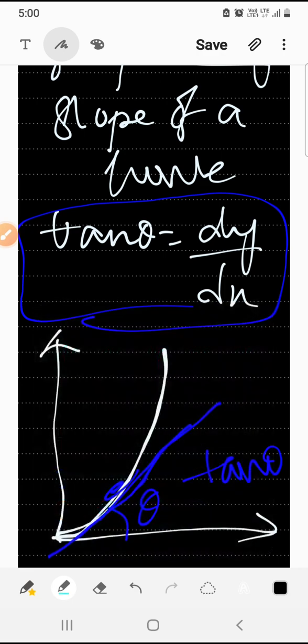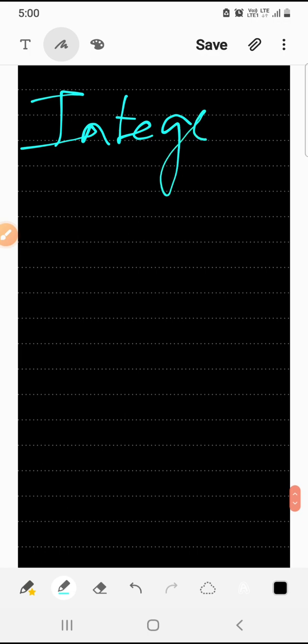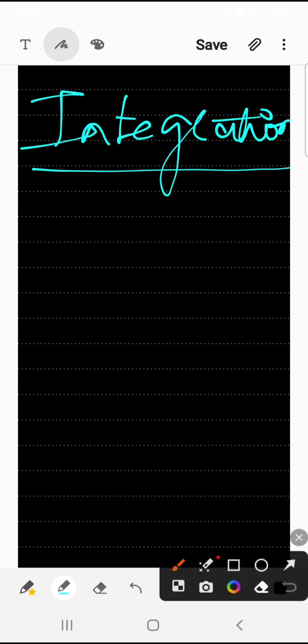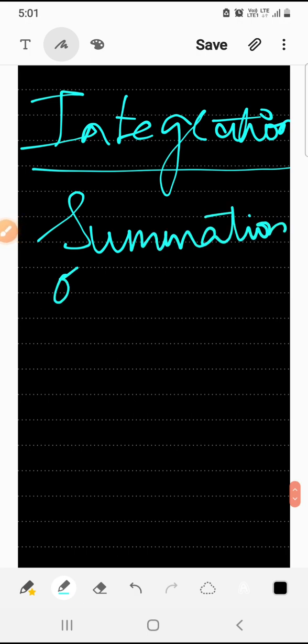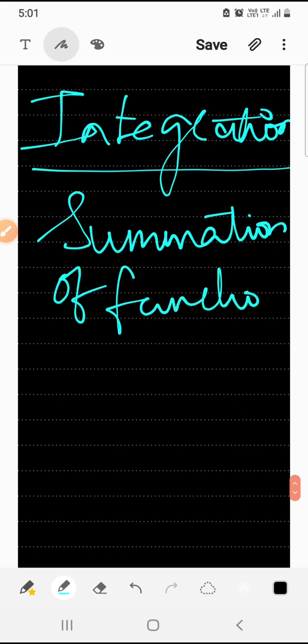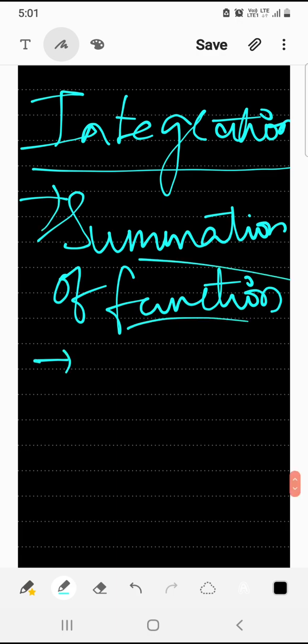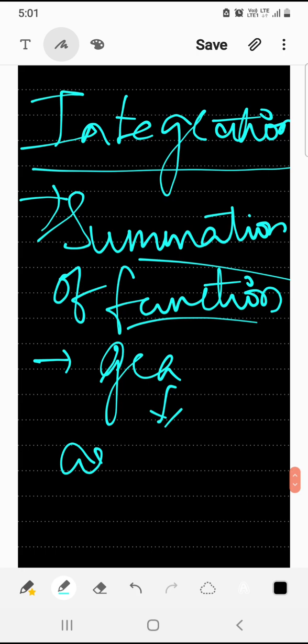And the next one, we have to go to integration. Integration represents summation of function. So integration represents what? Summation of function, and it is the reverse process of differentiation. Graphically it will represent the area under a curve.